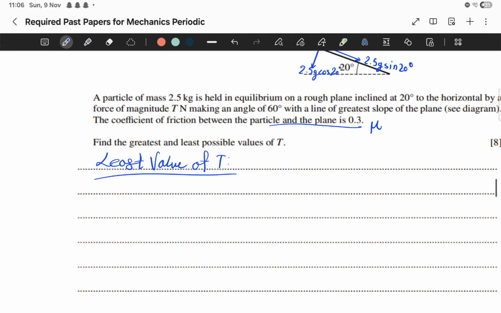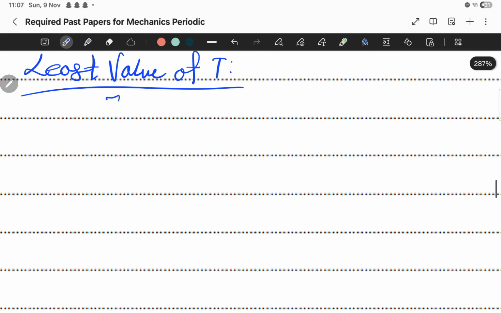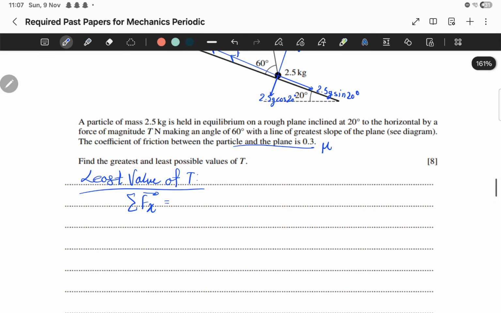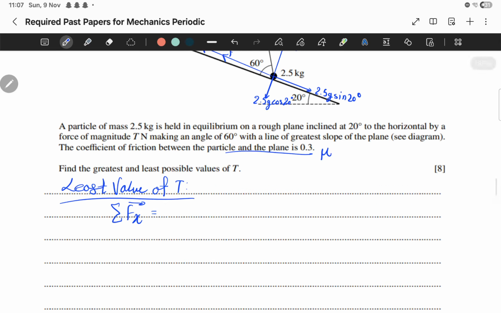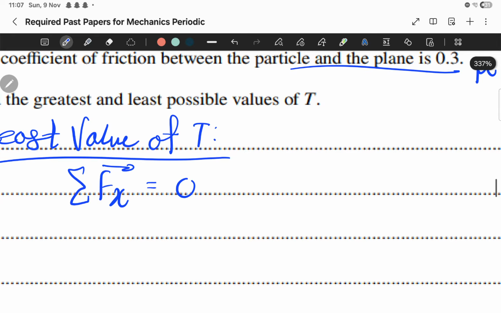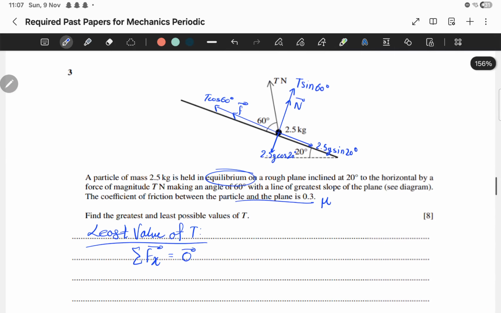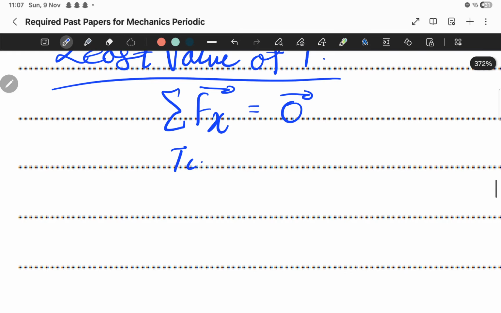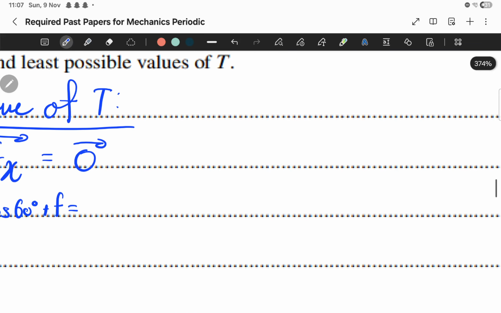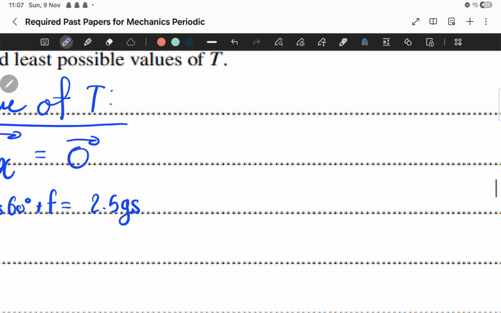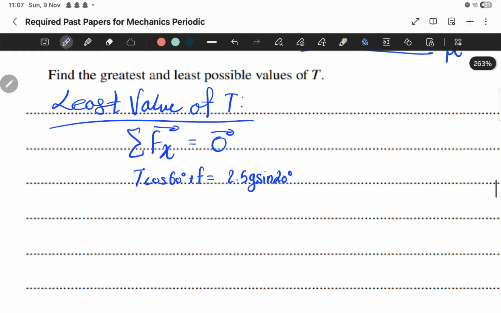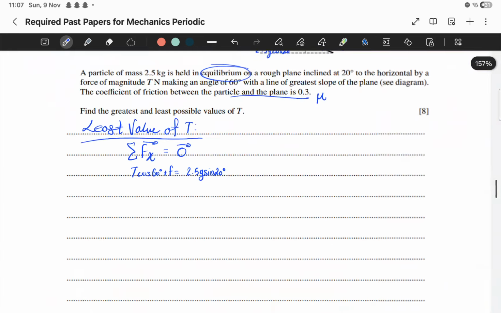So, least value of T. Sigma Fx is equal to... does it move or is it in equilibrium? Held in equilibrium. Okay, so sigma of Fx is equal to 0. Now, T cosine 60 plus F is equal to 2.5 g sine 20. Perfect. Now, we're going to leave it here. That's pretty much all I need to do.